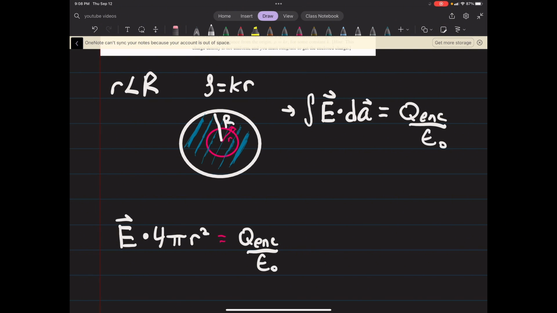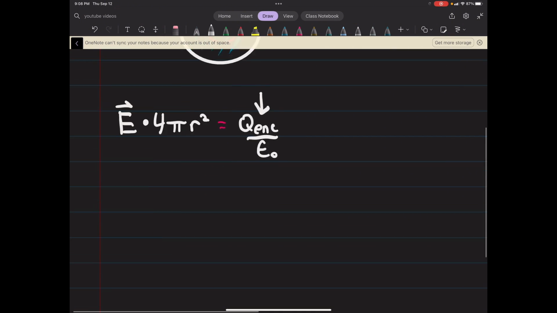Q enclosed over epsilon naught. So far so good. But what is Q enclosed? Well, we don't really know. If all the charge was on the surface of the sphere, well, we would know the electric field is 0, and when we look outside of the sphere, we're looking at all the charge. But it's a little bit different here because the charge changes the further away you are.